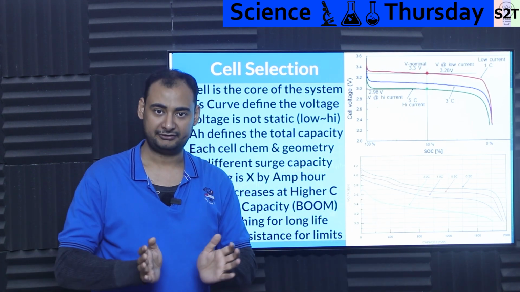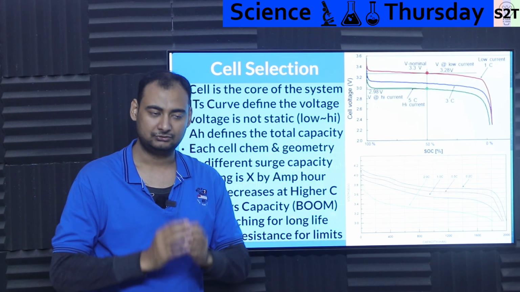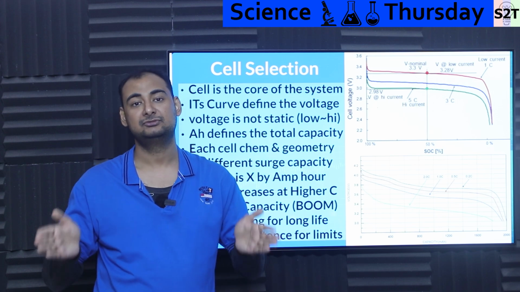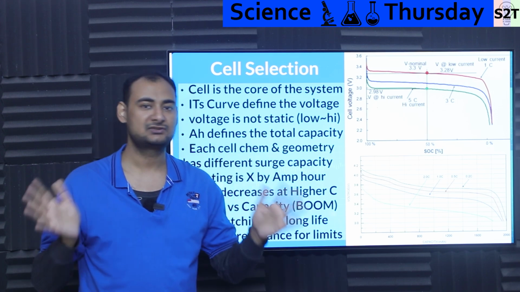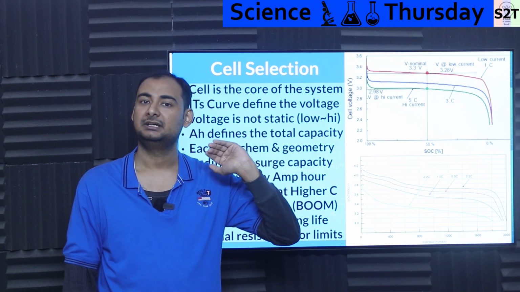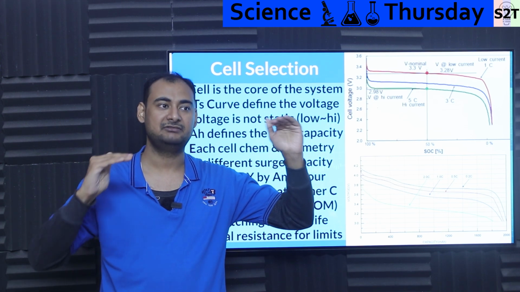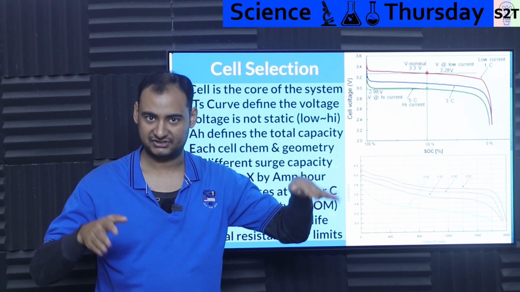Now here's the deal. If you have to make a pack, and let's say you put 6 of these into one pack, you will do very well if you match all of them as closely as possible. Variance will always be there. A manufacturer will do its best to have low variance. For example, let's say the manufacturer says our variance from the best cell to the worst cell will always be within a tolerance of 10%.